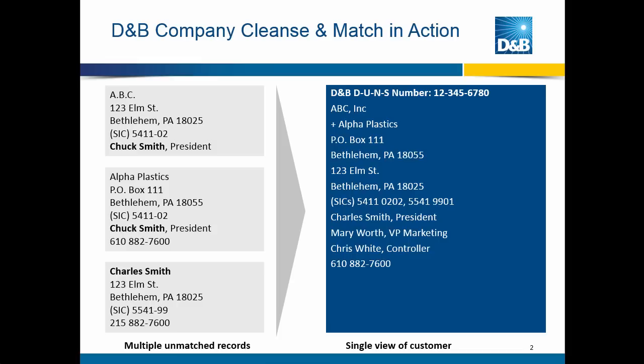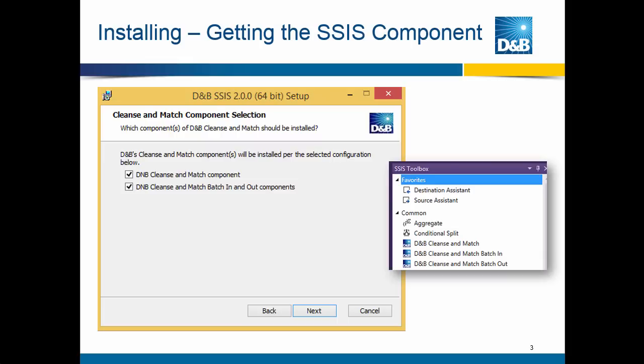To install the SSIS batch component, you just double-click on the MSI and then select either the synchronous component, which is covered in another video, or the asynchronous or batch in and out component, as shown on the screenshot. After the component is successfully installed, in the SSIS toolbox, you'll see in the Common section 3 new icons. The Cleanse Match, which is the synchronous component, and the batch in and the batch out, which are the 2 parts of the asynchronous component.